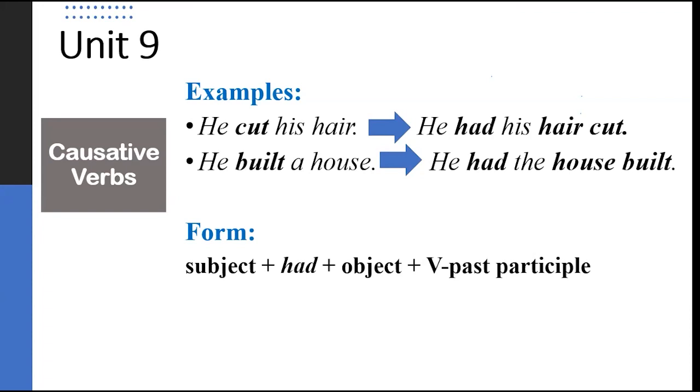So the difference here is that someone did the action for him. He didn't cut his hair here. So when we change a sentence to causative, we have to follow this form. It's again always better that we underline the subject, the verb, and the object. So here the subject is he, and the verb is cut, and his hair is the object.